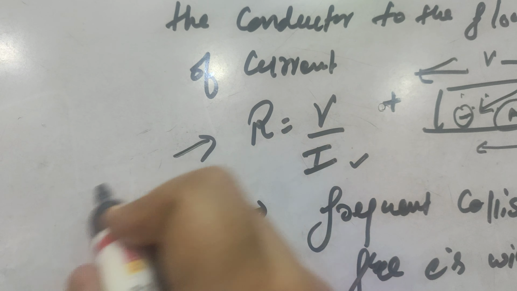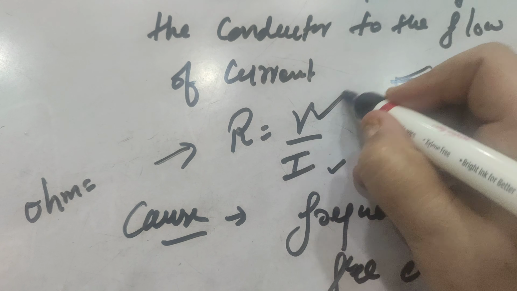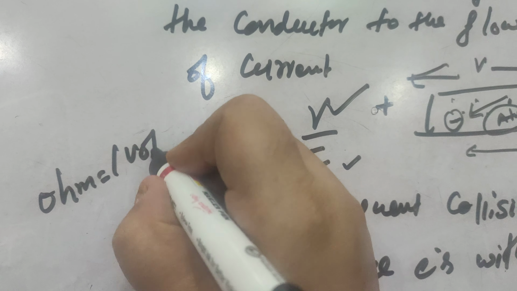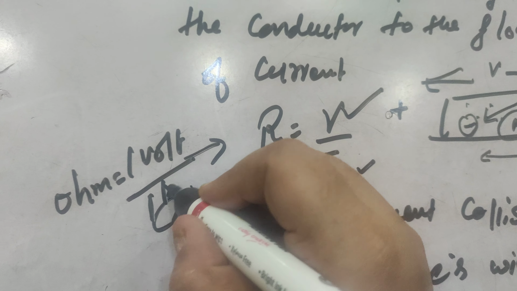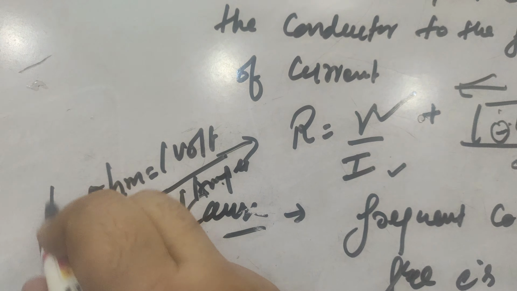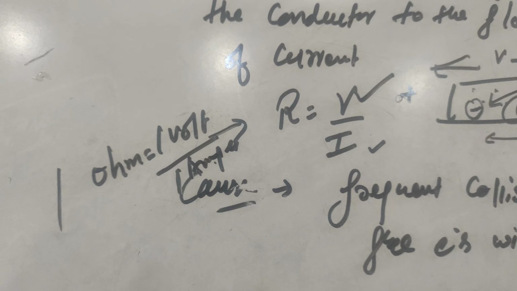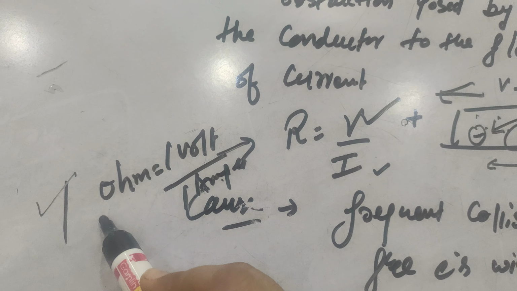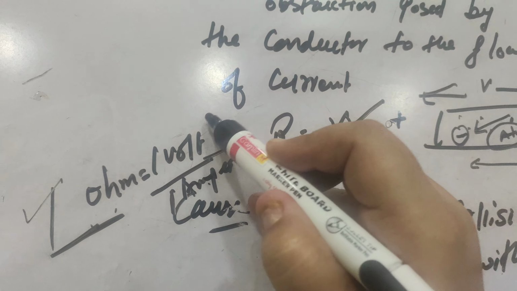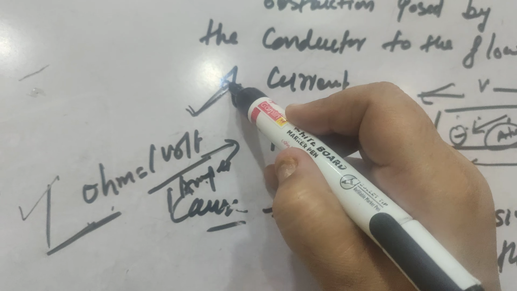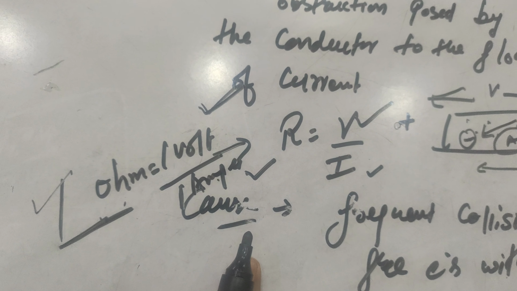We know that resistance is measured in ohm, potential difference is measured in volt, and current is measured in ampere. So 1 ohm is equal to 1 volt per ampere, and we can define it: the resistance possessed by a conductor is said to be 1 ohm when, on applying a potential difference of 1 volt, a current of 1 ampere flows through it.